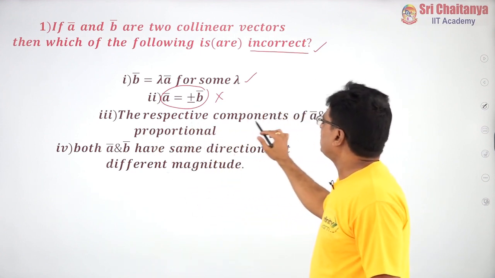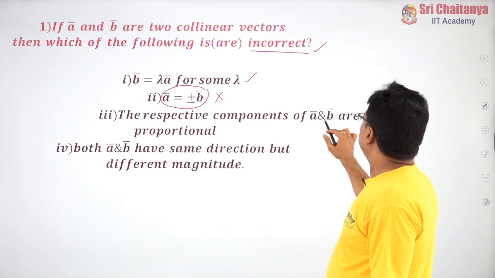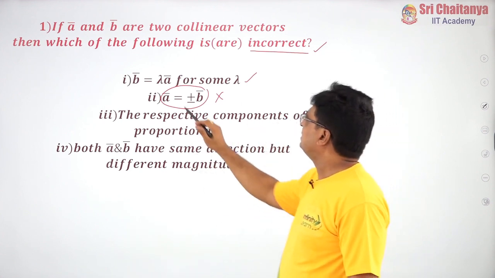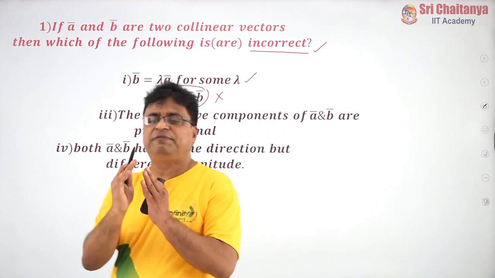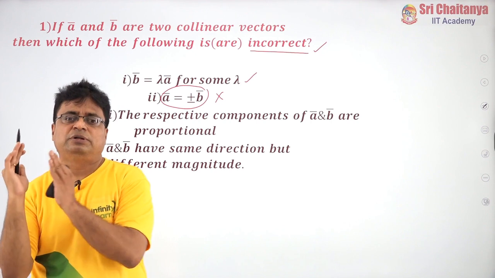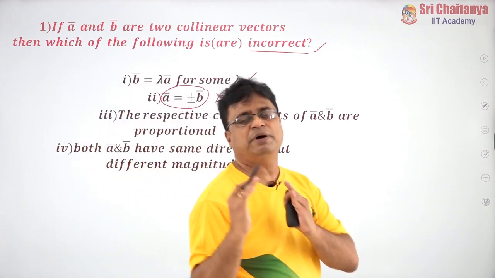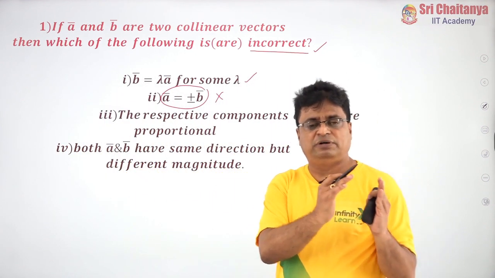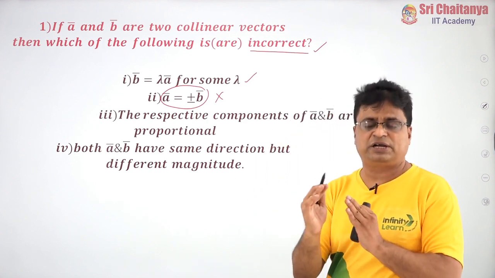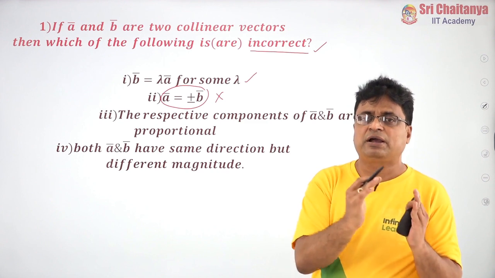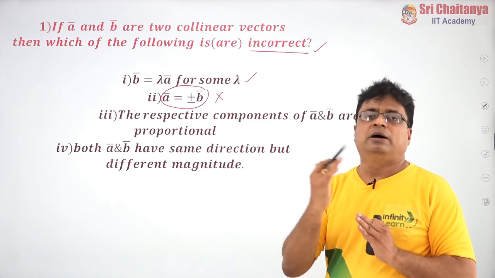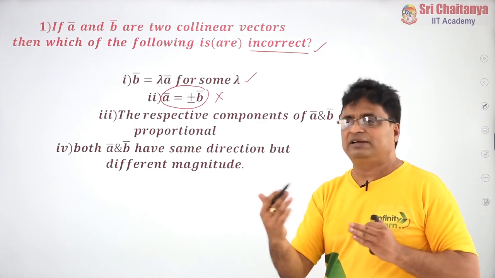And move to the third point: the respective components of A bar and B bar are proportional. The respective components means the i component of A bar is proportional to the i component of B bar, the j component of A bar is proportional to the j component of B bar, and the k component of A bar is proportional to the k component of B bar. Like that they are asking.